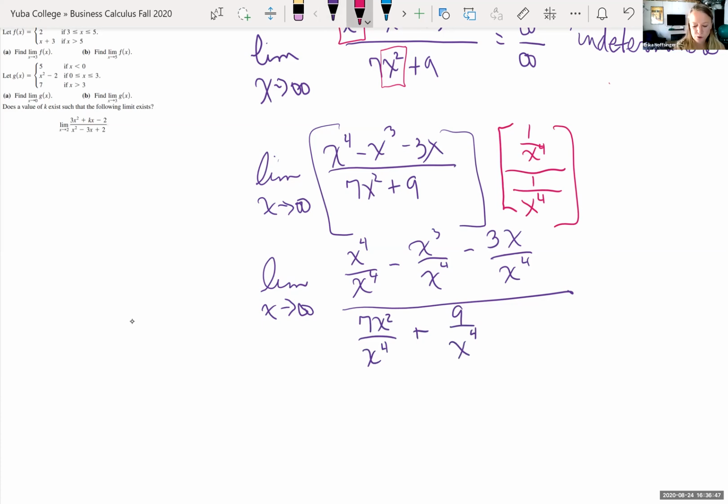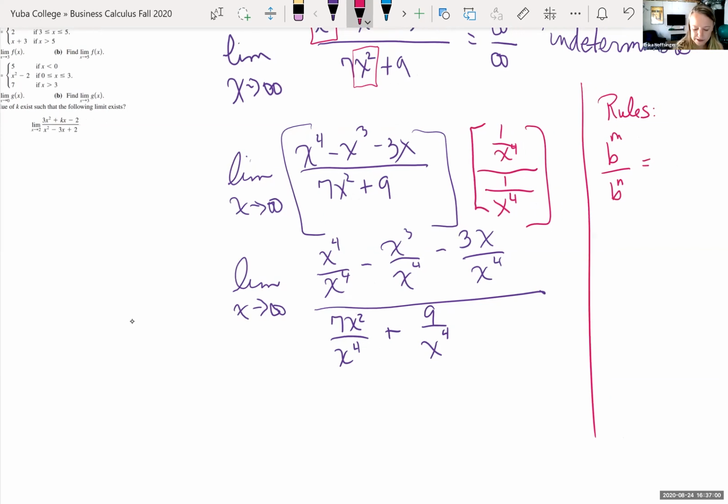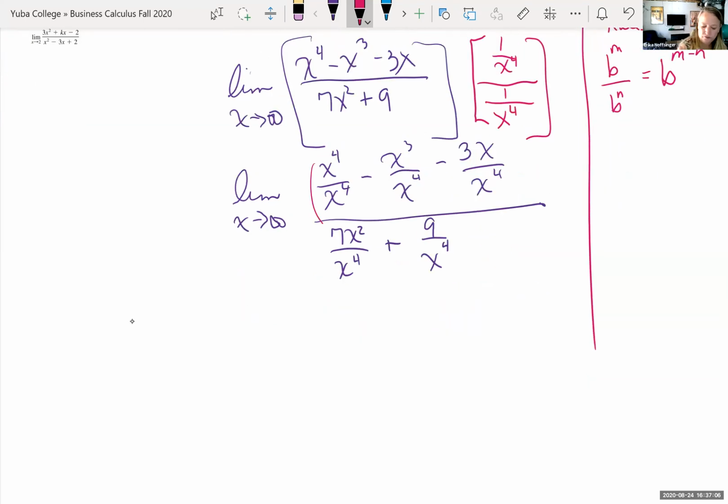You're using rules of exponents. Remember, if you are dividing and you have the same base, so b to the m divided by b to the n, the rule of exponents was subtract them. So this would be b to the m minus n power. So I'm using this case here. So 4 minus 4 is x to the 0 power, and anything raised to the 0 power other than 0 is 1. Or you can just simplify and see that's 1.